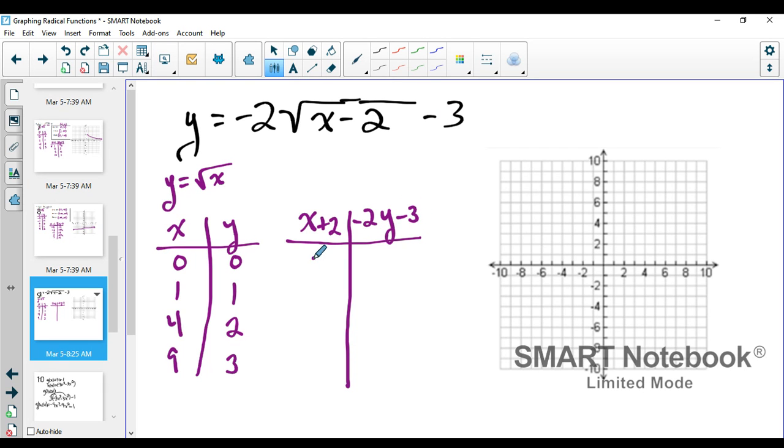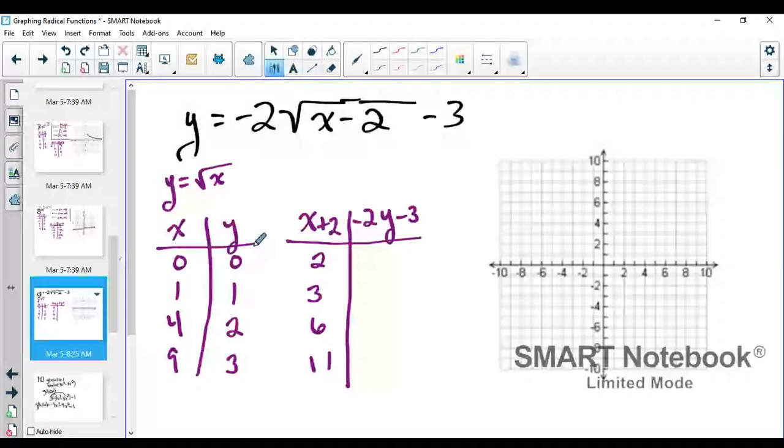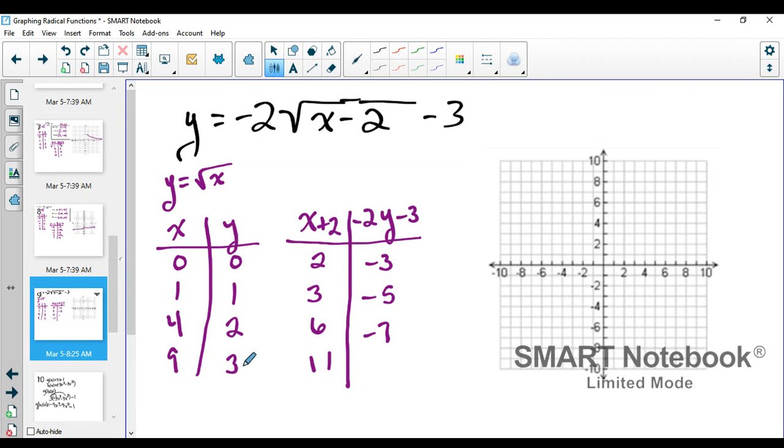So 0 plus 2 is 2. 1 plus 2 is 3. 4 plus 2 is 6. And 9 plus 2 is 11. And then you're going to plug the y values in. So -2 times 0 is 0. 0 minus 3 is -3. -2 times 1 is -2. And -2 minus 3 is -5. -2 times 2 is -4. And -4 minus 3 is -7. Then -2 times 3 is -6. And then -6 minus 3 is -9.